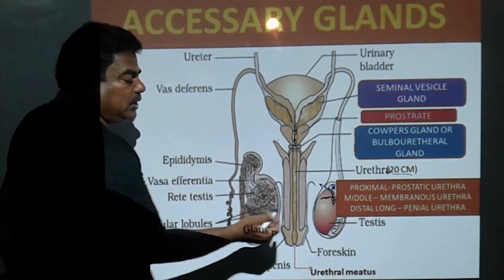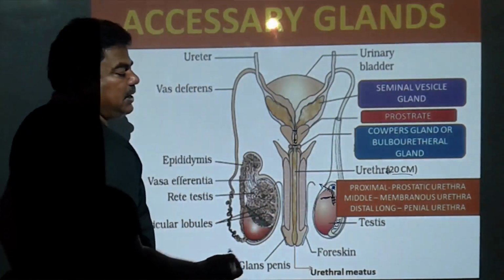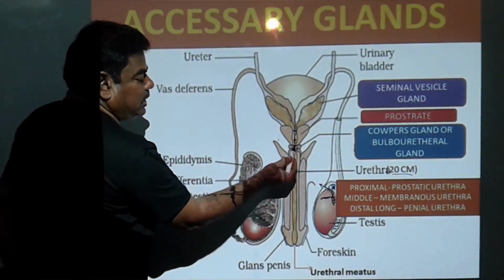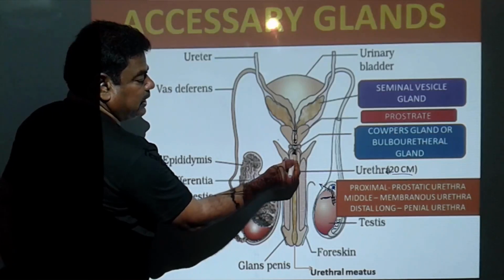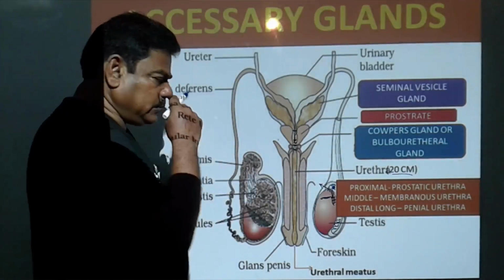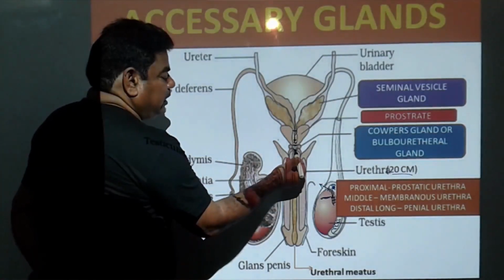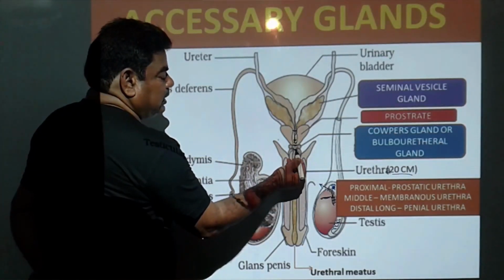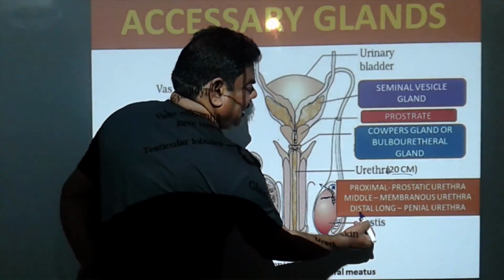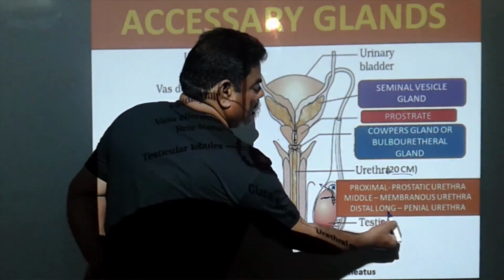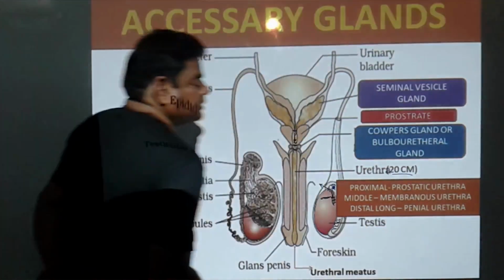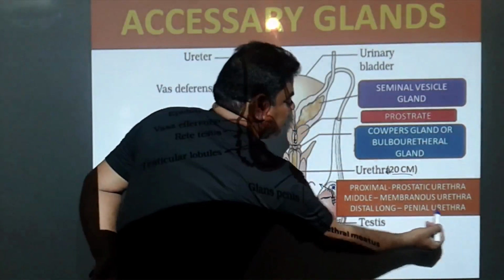Then the second part of the urethra, the middle, is the membranous urethra. From here to here, this membranous urethra is not surrounded by any gland like this portion. And the third one, from the base of the bulbourethral gland to the tip of the penis, is known as the distal urethra, the distal long urethra. It passes through the penis, due to which it is known as the penile urethra.